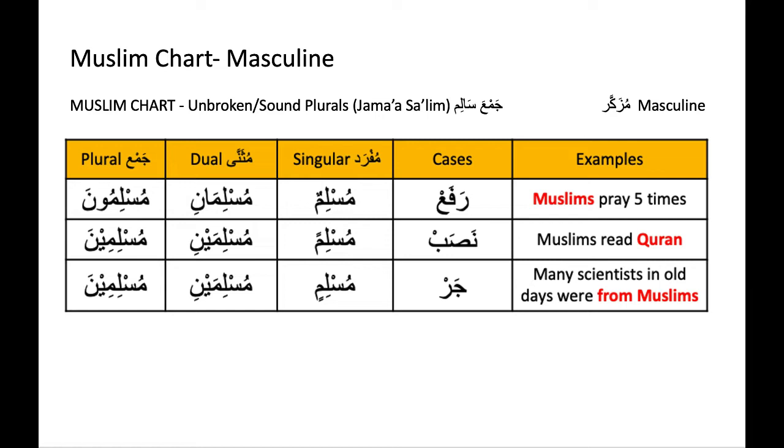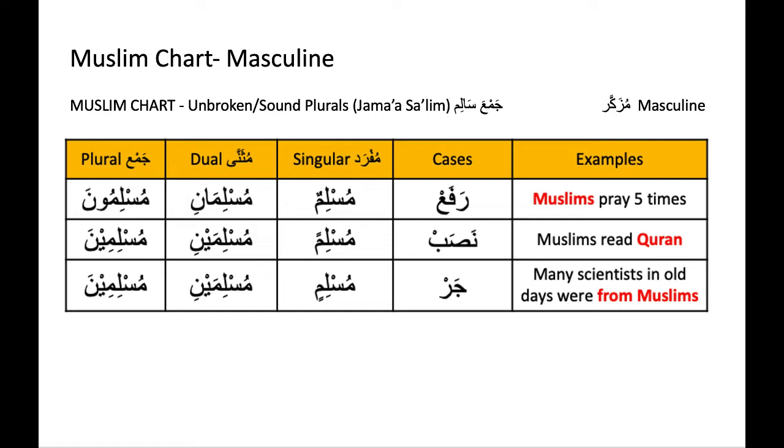So please pay attention. As explained earlier, there are three forms of i'rab: rafa, nasab, and jar. The singular in rafa state is muslimun. Dual is muslimani. And finally, plural of muslimun is muslimuna. So it's rafa state, muslimun, muslimani, muslimuna.